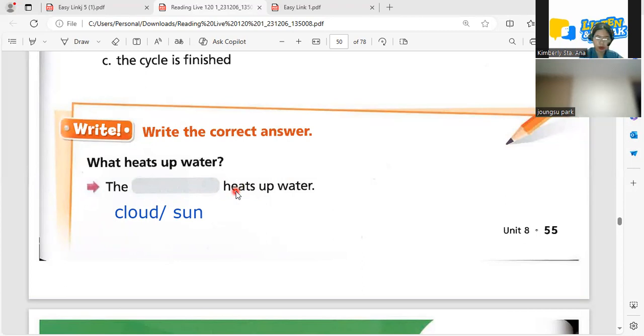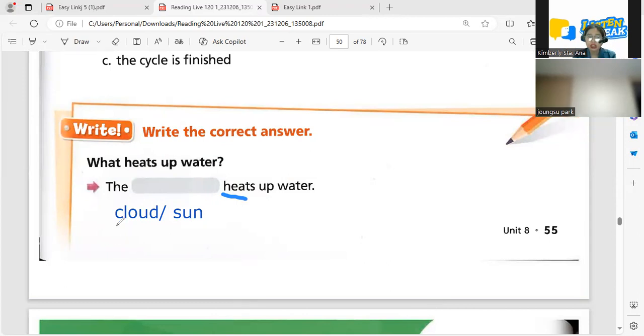The cloud heats the water. No, it's not the cloud. The sun. It's the sun. Heat means hot. Okay, remember, Jimin, the word heat. Heat means it's very hot.